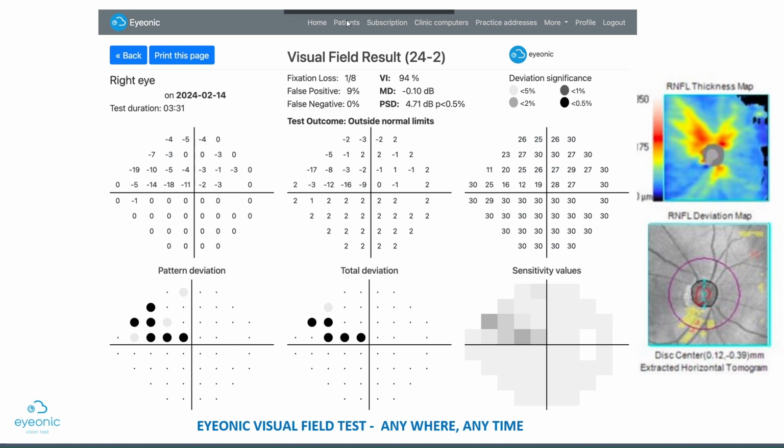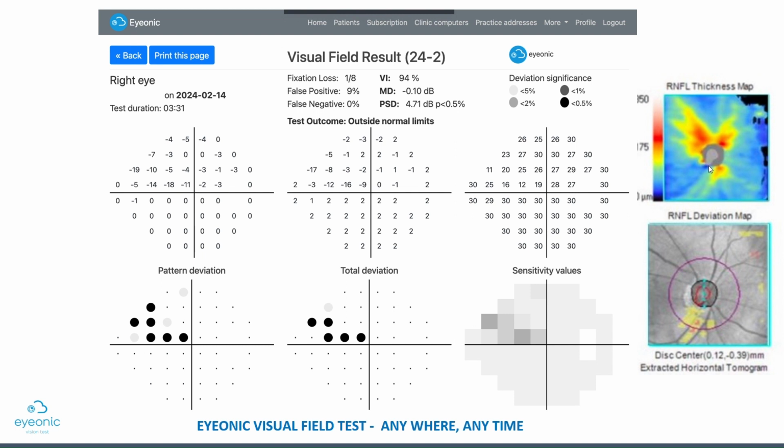Hello. In this video, we will discuss how to interpret the visual field test output display from the Eyeonic online visual field test system. This is an example of a visual field test performed by a person's right eye, and you can see that their right optic nerve has some glaucoma damage.